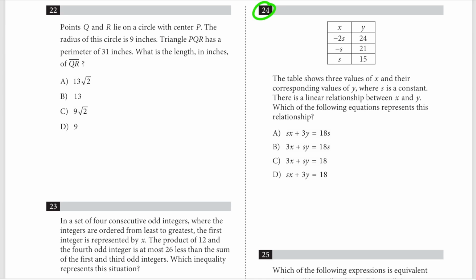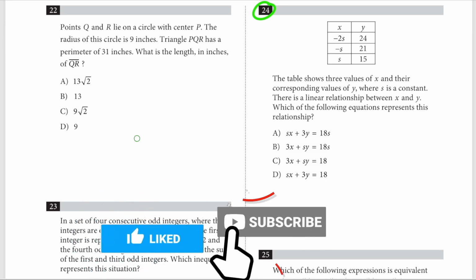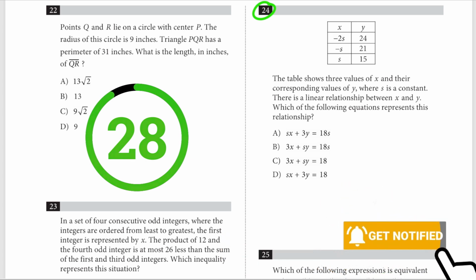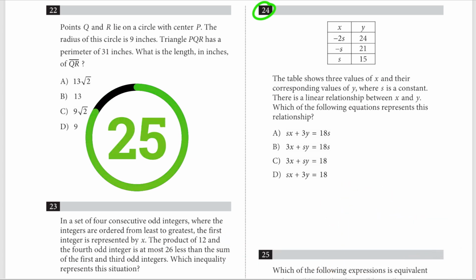So, how can you do this problem in 30 seconds or less? The table shows 3 values of x and their corresponding values of y, where s is a constant, and there's a linear relationship. Which of the following equations represents this relationship?